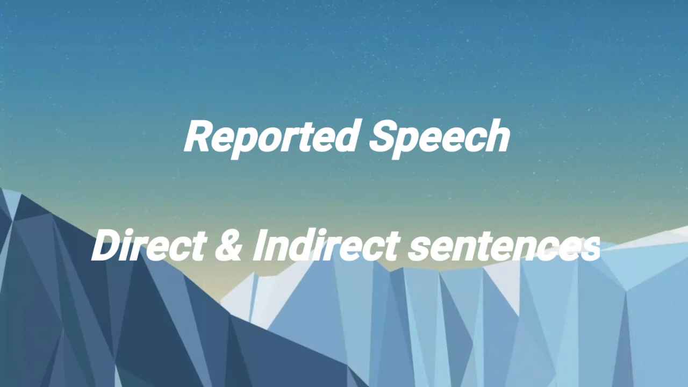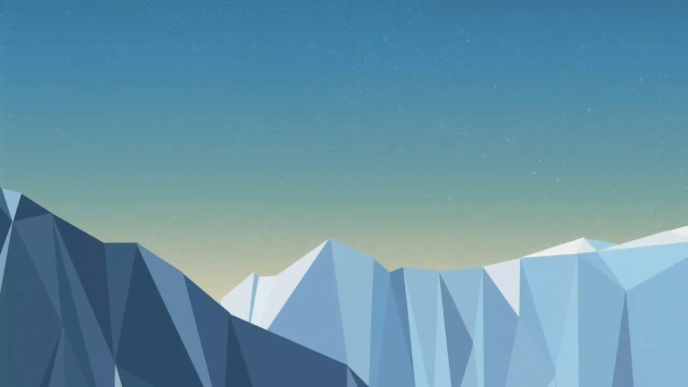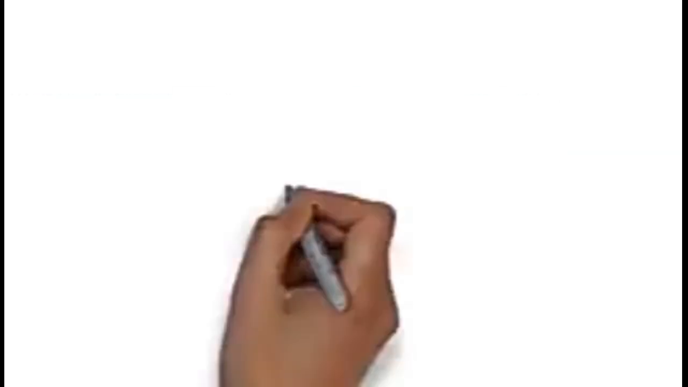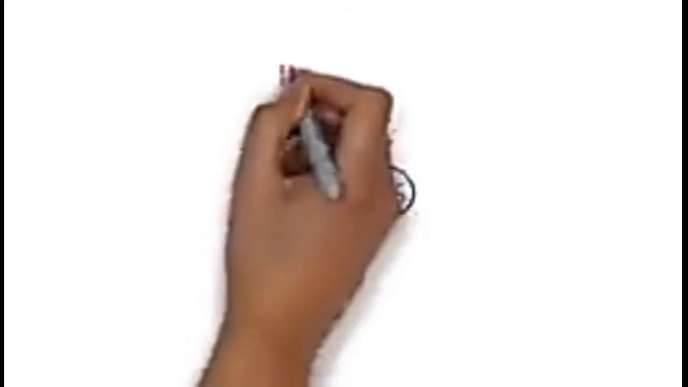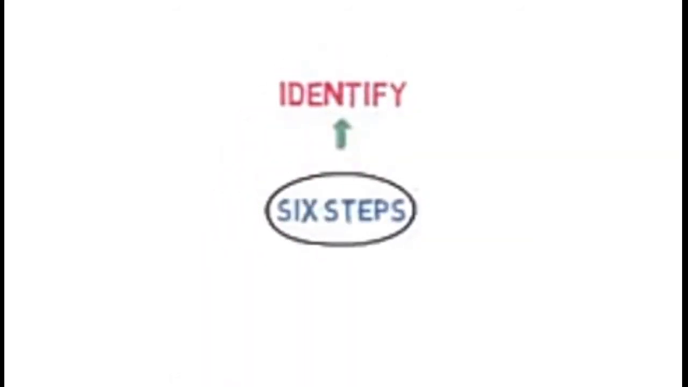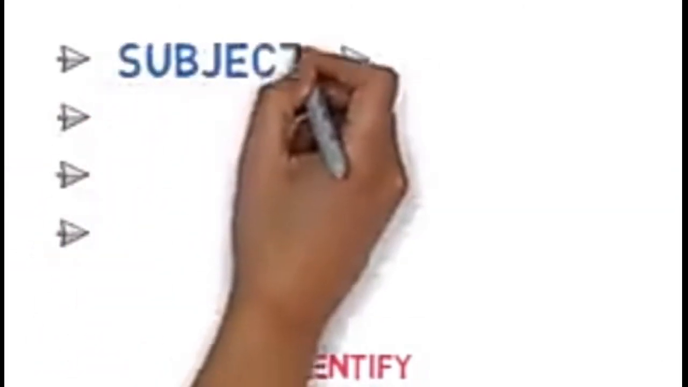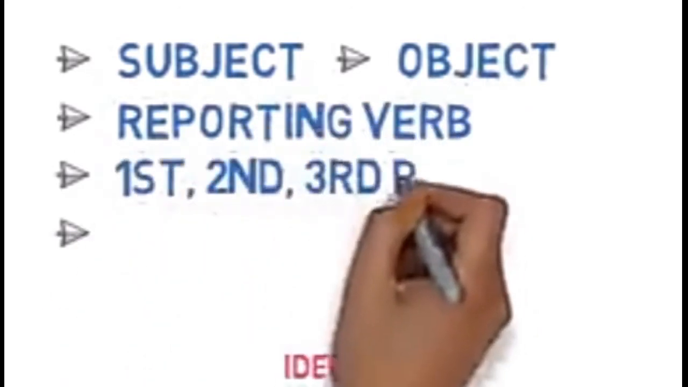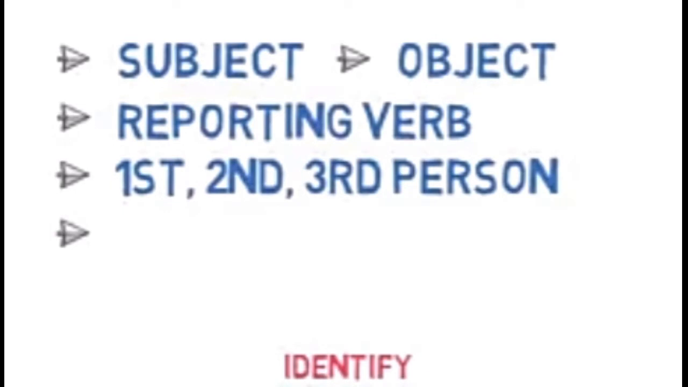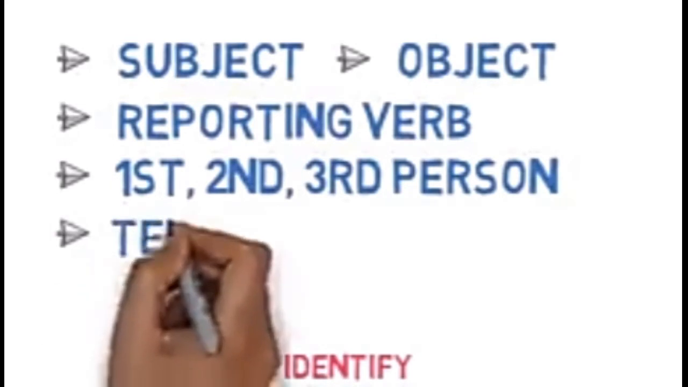So first let's revise the things how to convert the sentences in reported speech. Now let's understand the steps to convert a direct speech to indirect speech for statements or simple sentences. The first step is to identify. This is the most important step. You need to identify 5 things here: subject, object, reporting verb, first person, second person, and third person in the reported speech. And if the reporting verb is in the past form, then the tense of the reported speech.